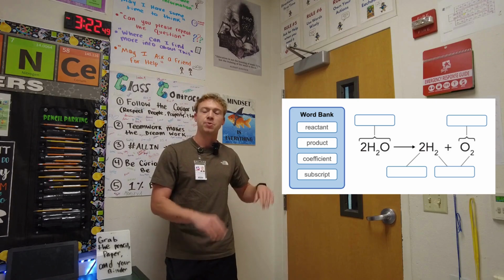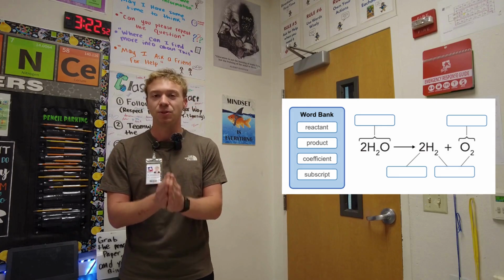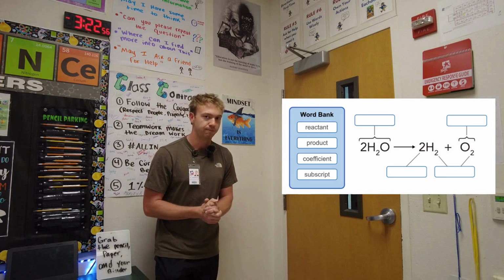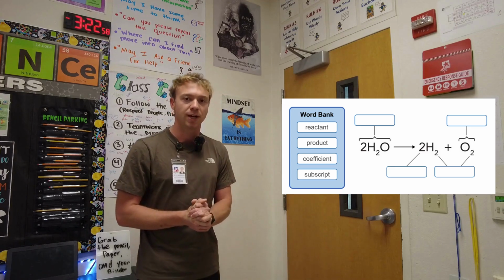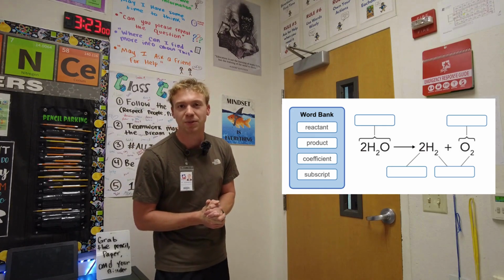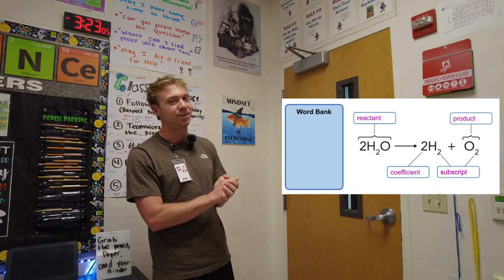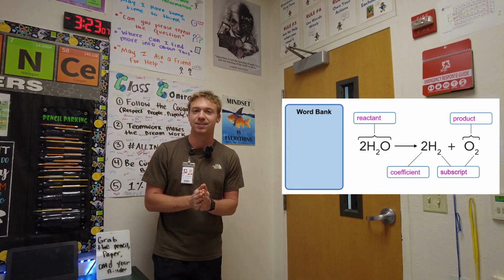All right, let's go ahead and do a quick little check to see if you know what we're talking about. You have a word bank up here and you have a chemical equation. Let's see if you can identify the different parts of the chemical equation using the word bank. All right, if you need to pause this video, go ahead and do that. I'm going to put the answers up here in 3, 2, 1. All right, go ahead and check your answers, see if you got them right.